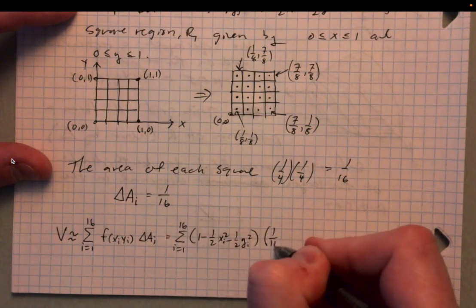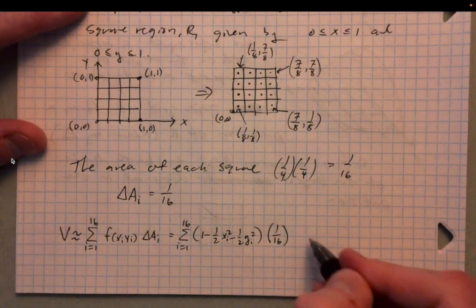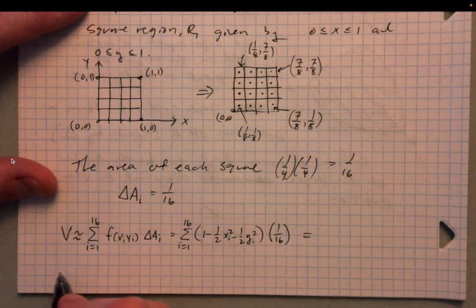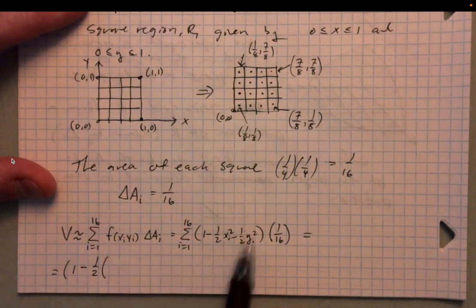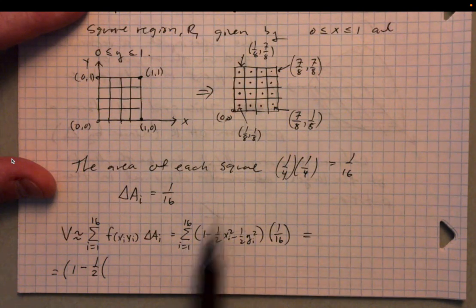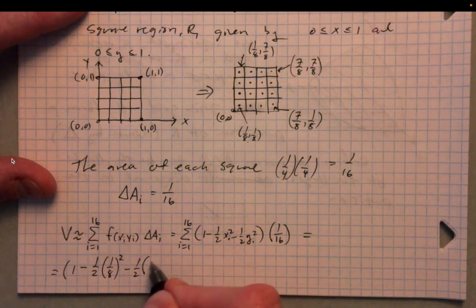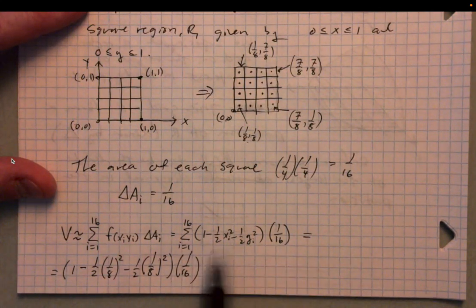Times 1 over 16. Right, so this is a big old mess. Let's write out the first term and the last term just so we know what we would plug in here. So this would be equal to 1 minus 1/2. Now the first dot we'll say is this guy, 1/8. So it'd be 1/8 squared minus 1/2 times 1/8 squared times 1 over 16. That's the first term. Right, just plugging 1/8 in for xi, 1/8 in for yi, and that's what you get.